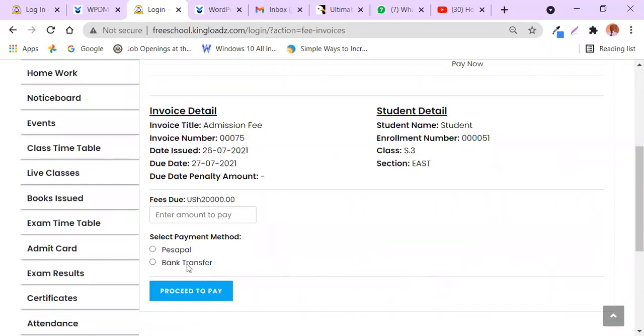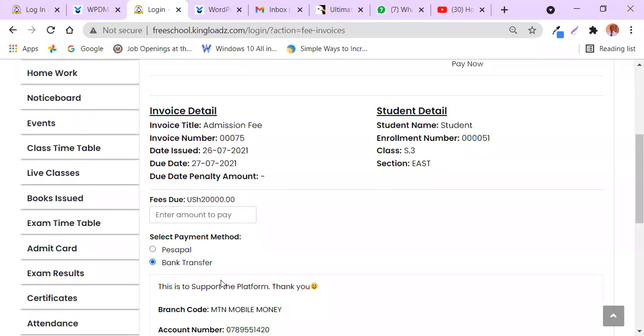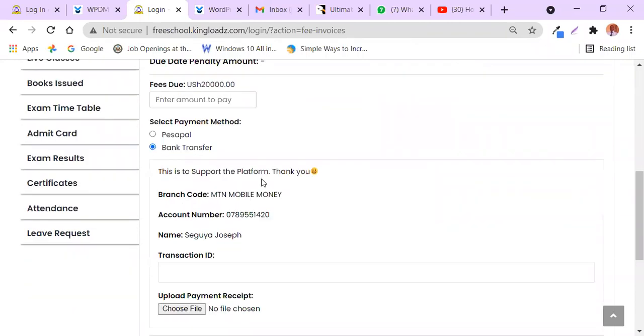So once you go to pay now, you first wait to use PaySapol. Leave PaySapol, but use bank transfer. Is it okay? Yes. Bank transfer. So in bank transfer, you go to your mobile money and send on this number.